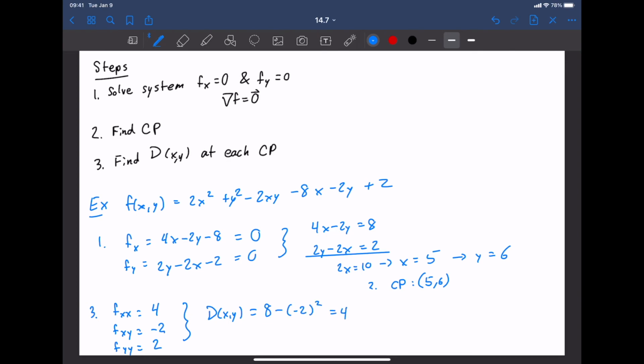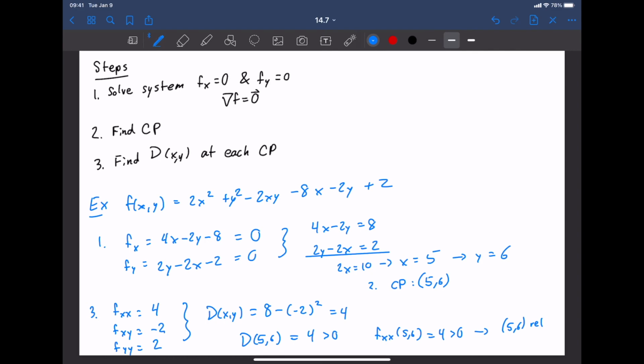So putting that all together, this Hessian function is constant, it's 8 minus (-2) squared, or 4. What does that mean? That means any critical point you find is a relative max or relative min. Like it's always that. So if I plug in the point (5, 6), there's no x's or y's to replace, so that's 4. And that's positive. What about fxx at this point? Well, that was also already positive. It's always 4.